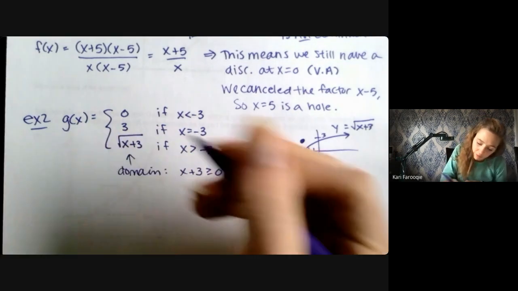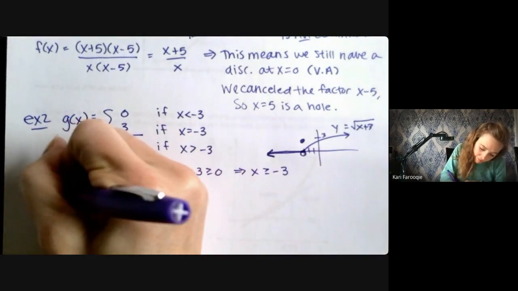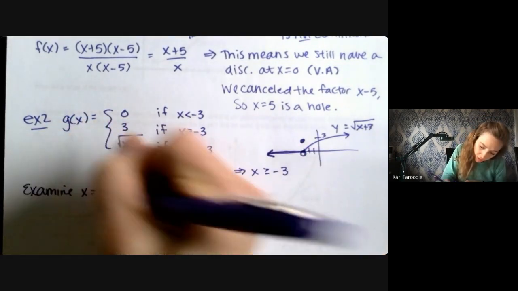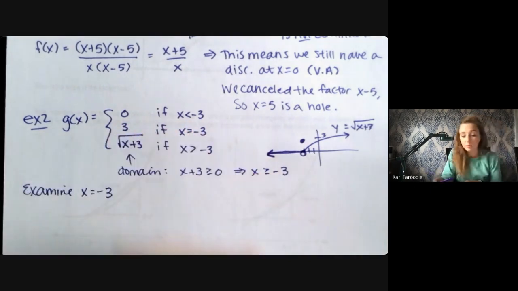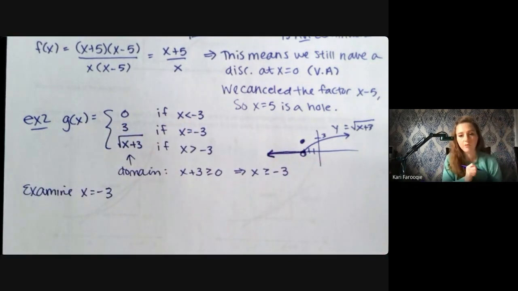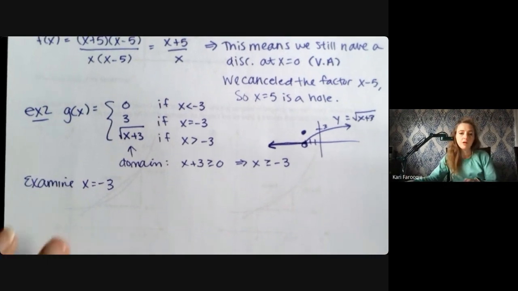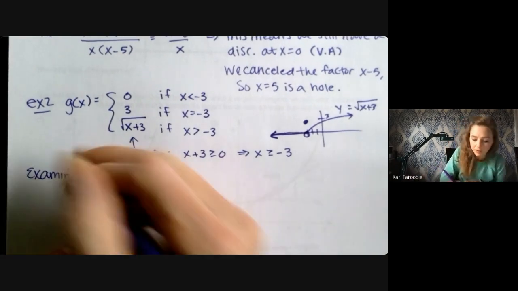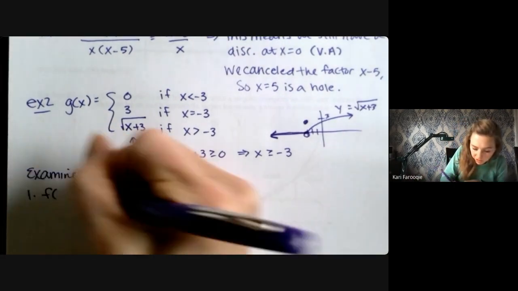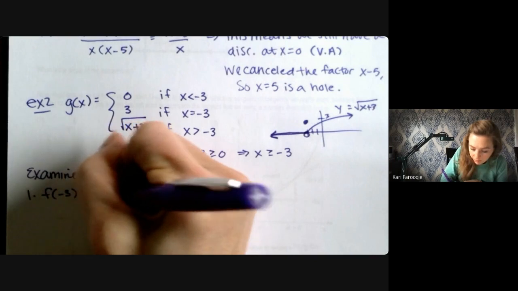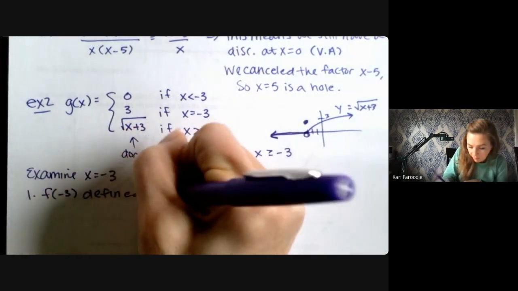So we're going to examine x equals -3. And we're not going to have anywhere else on this graph where we could possibly have any other discontinuities. So it's got to be this one if it's any one. So in order to do that, we're going to look at these 3 conditions. I'm going to determine one is g of -3 defined.